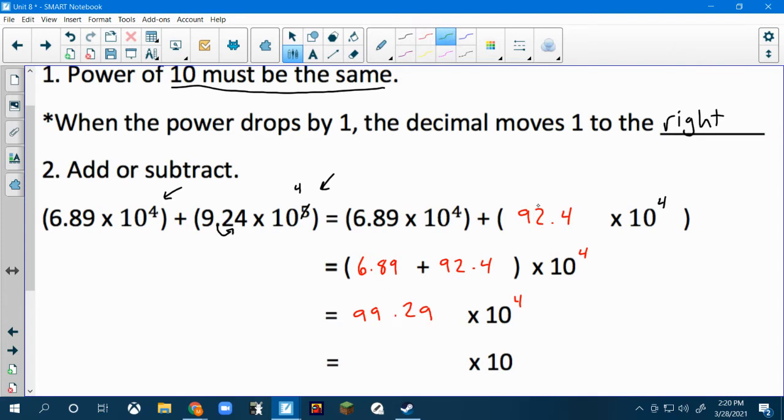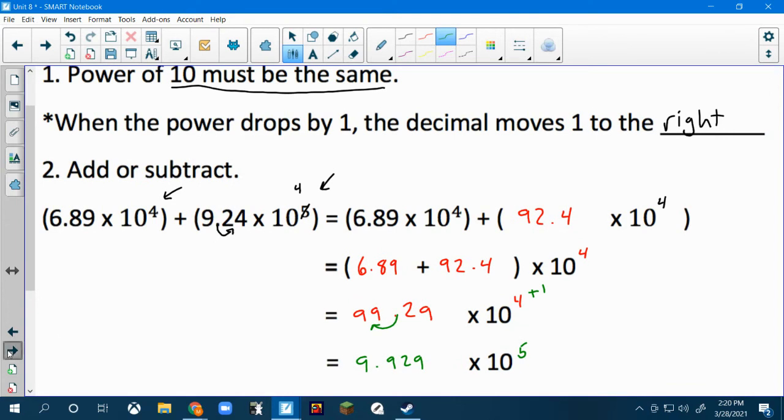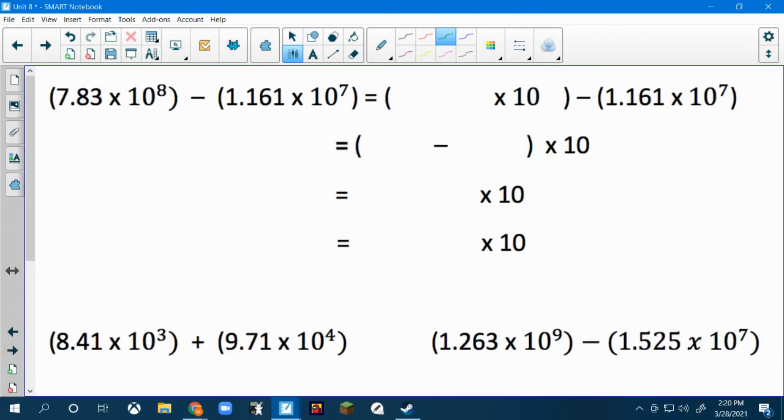This is why it's okay to do this first part. We're going to move this back to the original spot where it should be, 9.929. But again, since we made that number smaller, we're going to have to move it one more, so we need to add 1 at the end. So it ends up with 9.929 times 10 to the 5th. I know it's a couple weird steps there, but that's what you got to do. Let's look at some more examples of that before we finish up this lesson.